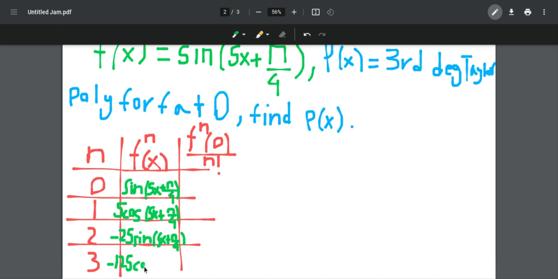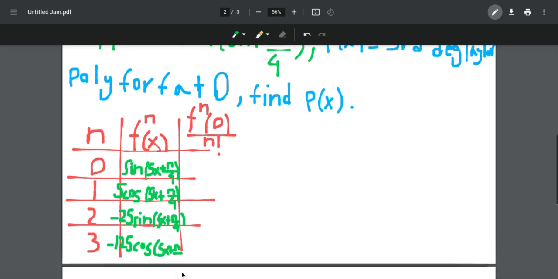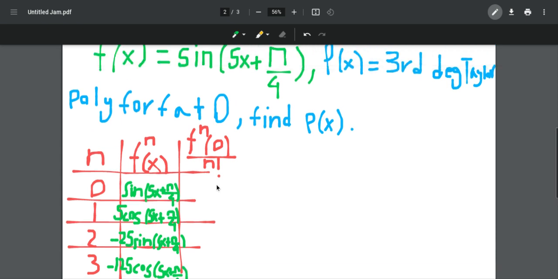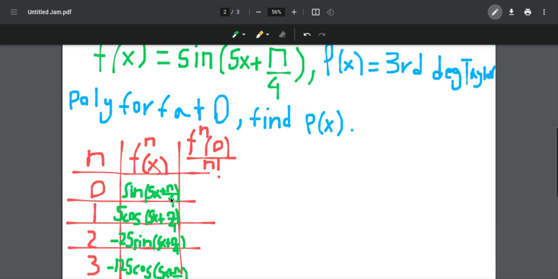125, and then cosine of 5x plus pi over 4. Okay, now for the third row, we should evaluate the derivatives, the nth derivatives at 0, and then divide by n factorial.